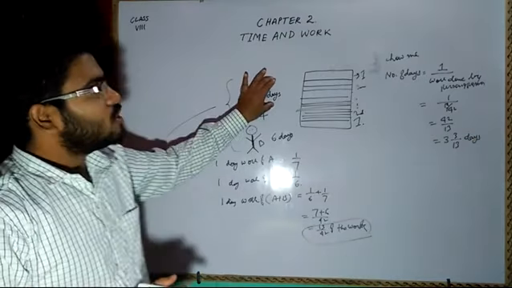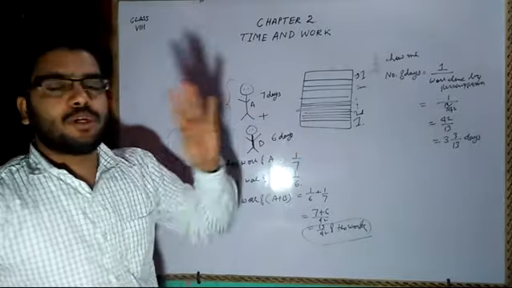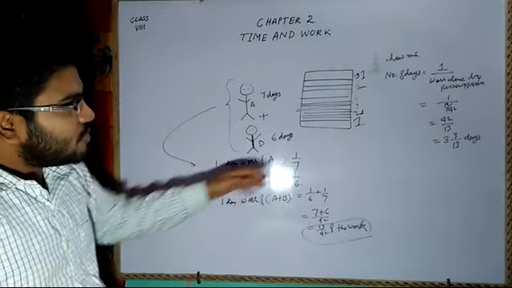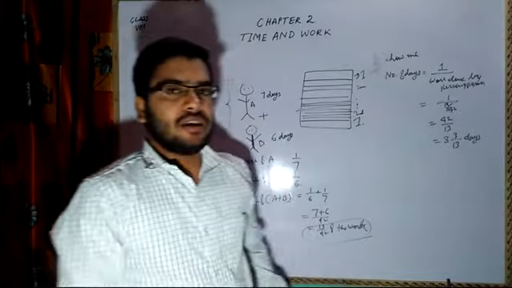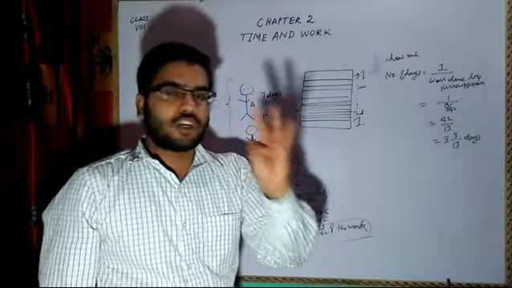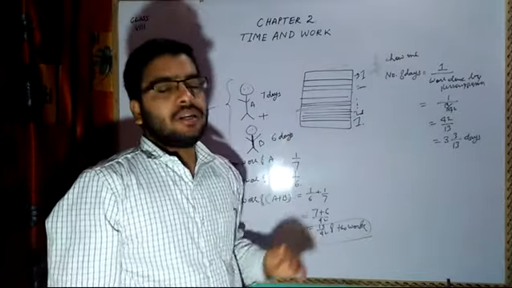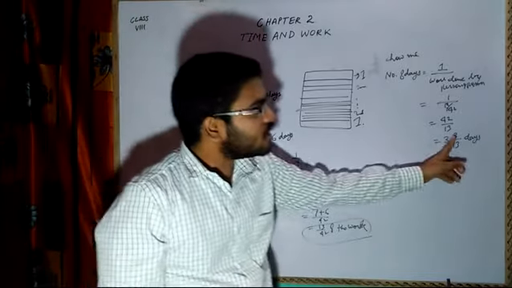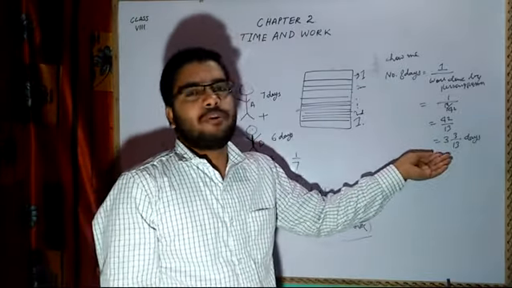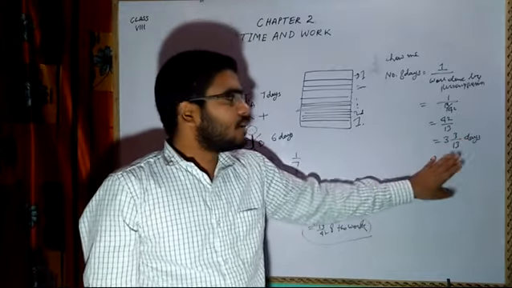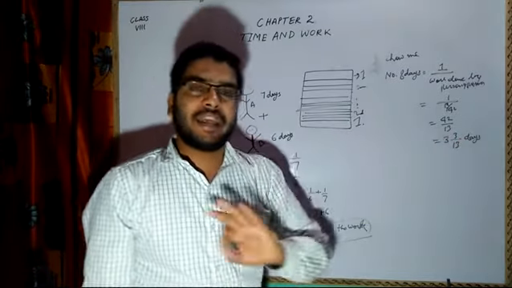Now A alone was able to do it in 7 days, B alone was able to do it in 6 days. Together they worked in 3 whole 3 by 13 days. That means till 3 days they worked together, and on the 4th day they came but worked for a fraction, maybe 1 hour, whatever decimal value you are getting. So 3 whole 3 by 13 days only.